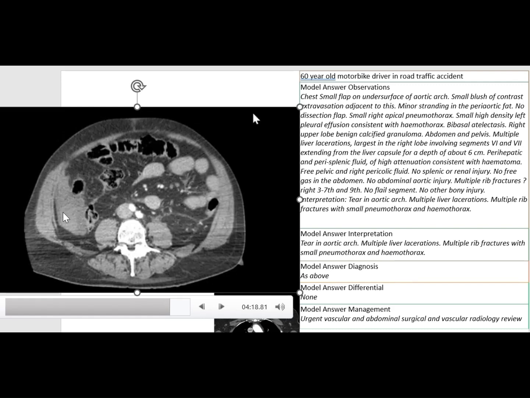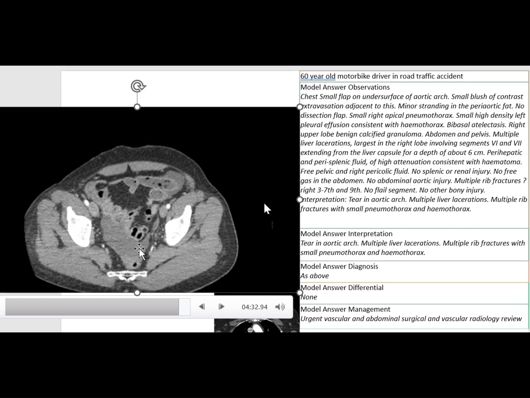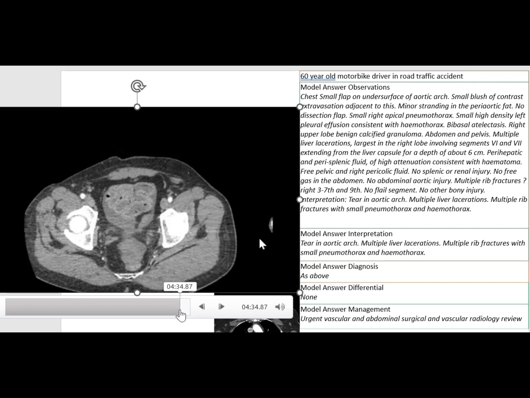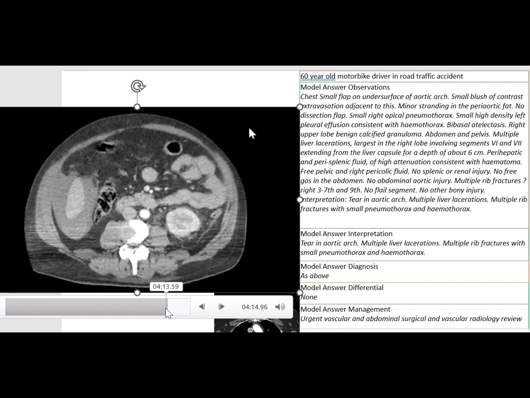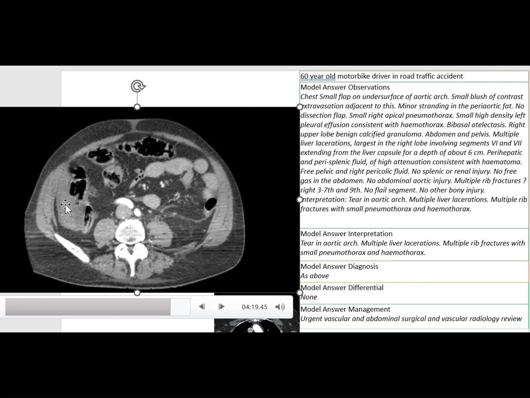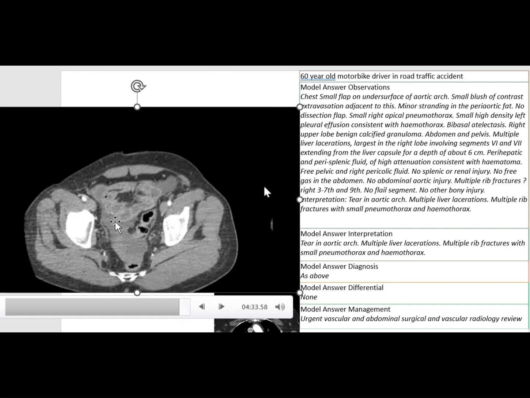This is associated with right pericolic free fluid and also pelvic free fluid. So the hematoma is extending into the pelvis and the right pericolic area. Right pericolic hematoma and pelvic hematoma.